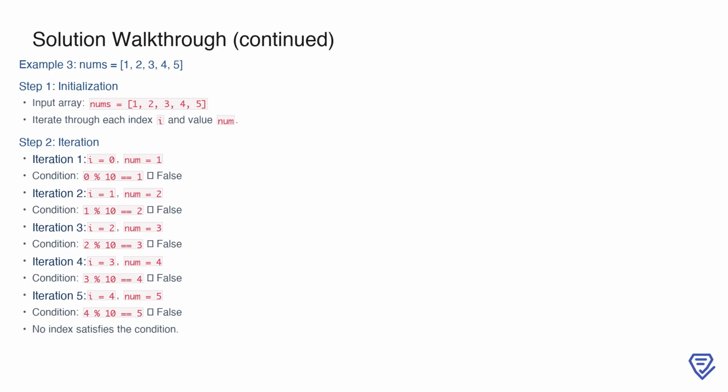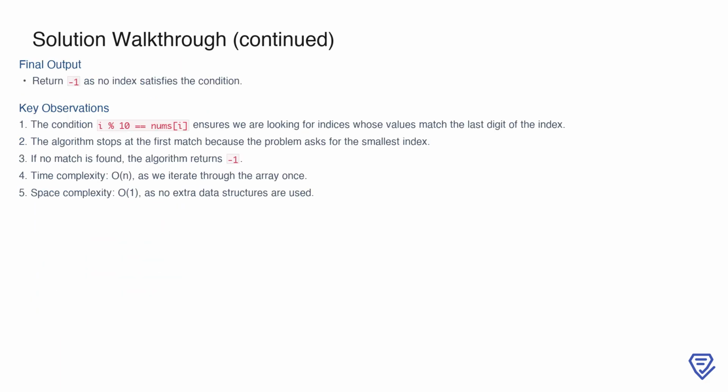This pattern continues as we check i equals 2 with number equals 3, i equals 3 with number equals 4, and i equals 4 with number equals 5. In all cases, the condition does not hold. Since no index satisfies the condition, we conclude this example without finding a match. For example 3, we return -1 as the final output.